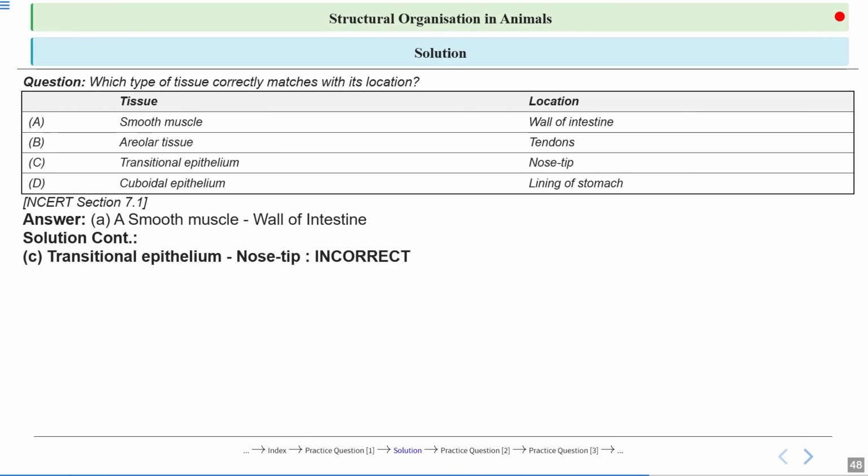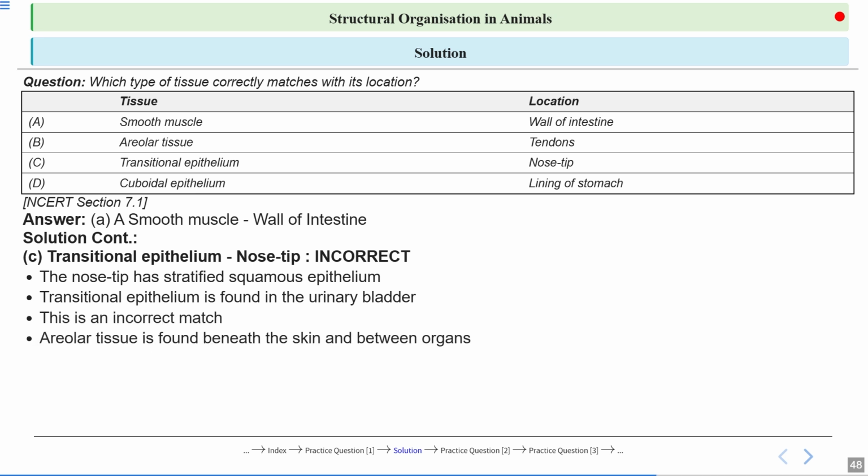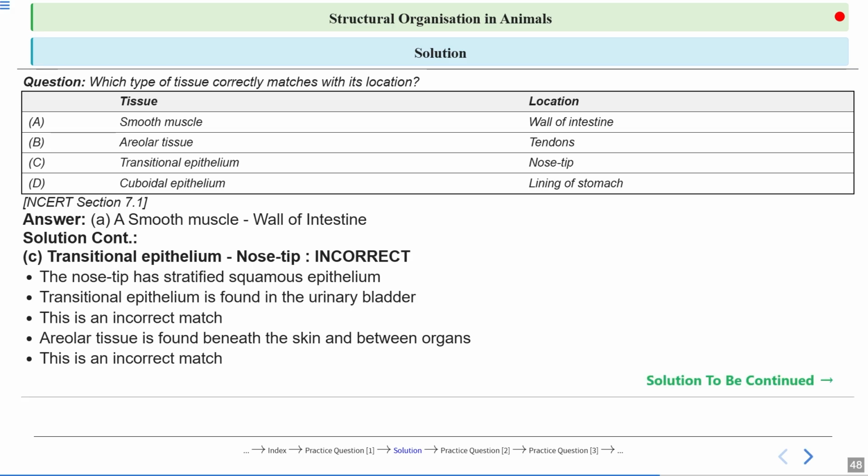Transitional epithelium that is present on the nose tip. This is also incorrect. Nose tip has stratified squamous epithelium. And transitional epithelium is found in the urinary bladder. This is incorrect. Areolar tissue is found beneath the skin and between the organs. This is an incorrect match.